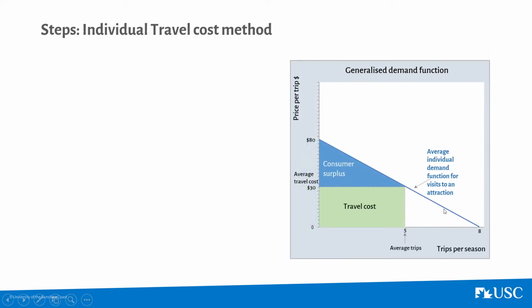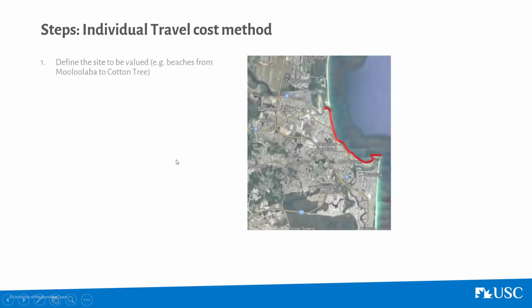So once again, we want to get ultimately to something that looks like this, where we have this representative demand function that we can work from. Okay, so what are the steps in getting there?